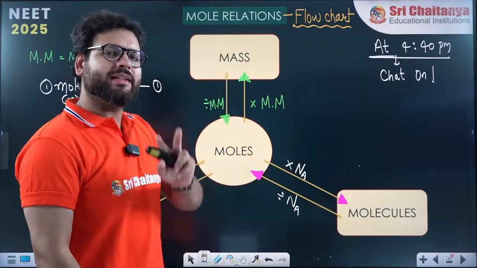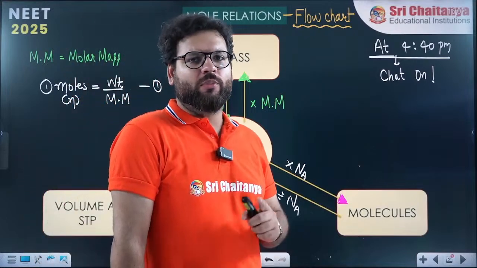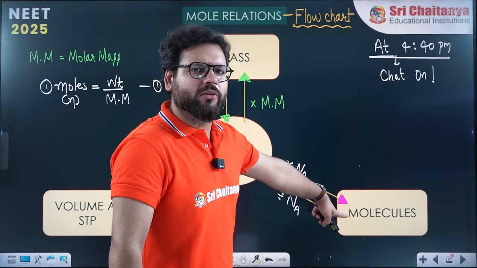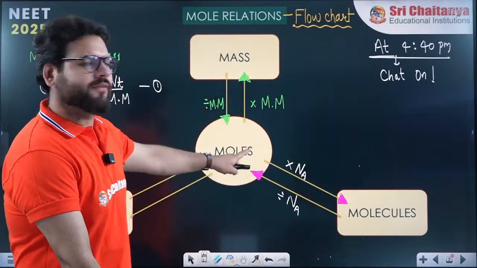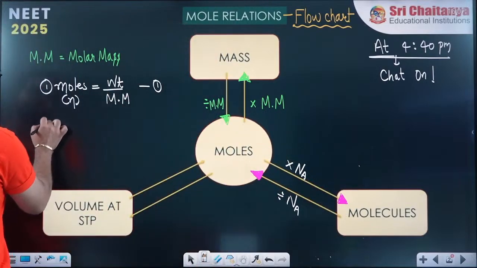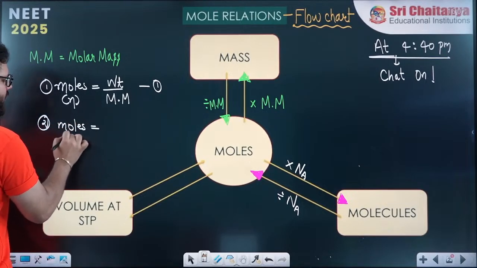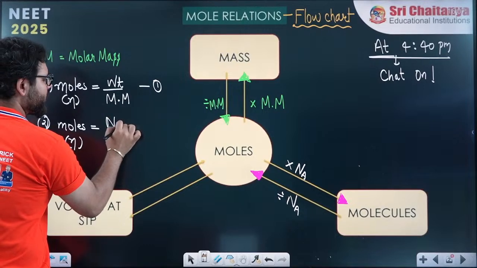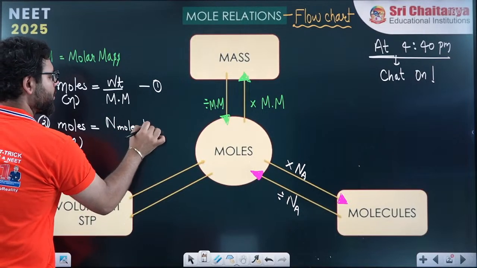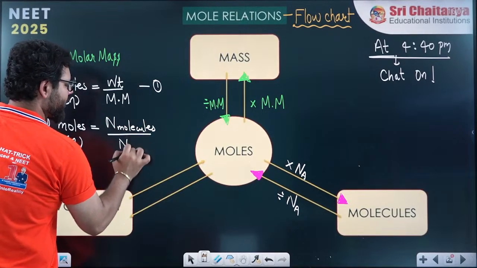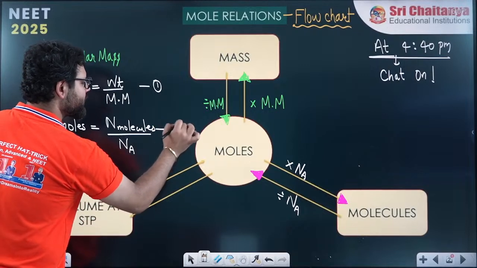From here you get the second formula of your moles. Moles is given number of molecules divided by Avogadro number. So that is the second formula. Moles can also be written as given number of molecules divided by Avogadro number. Call it equation 2.